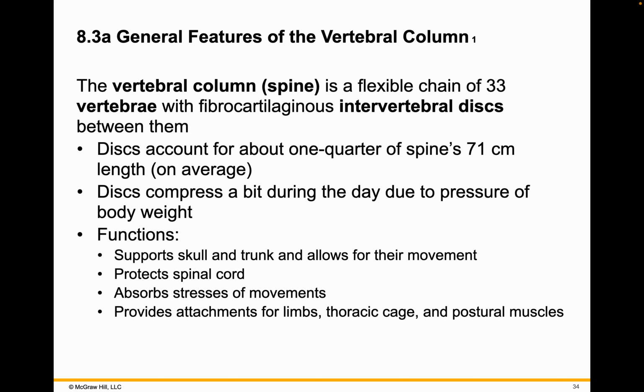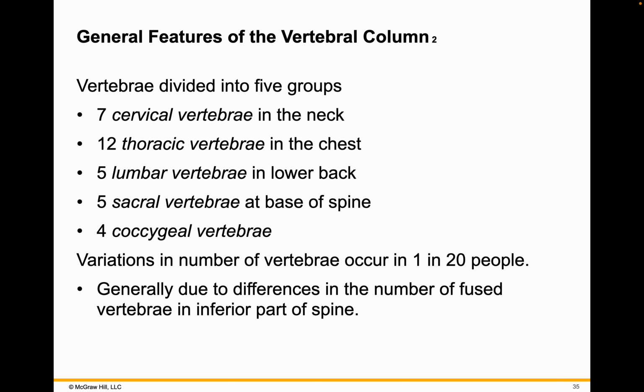It also protects the spinal cord, absorbs the stresses of movement, and provides attachment for limbs, the thoracic cage, and postural muscles. Vertebrae are divided into 5 groups. There are 7 cervical vertebrae, 12 thoracic vertebrae, and 5 lumbar vertebrae. There are also 5 sacral and 4 coccygeal vertebrae.